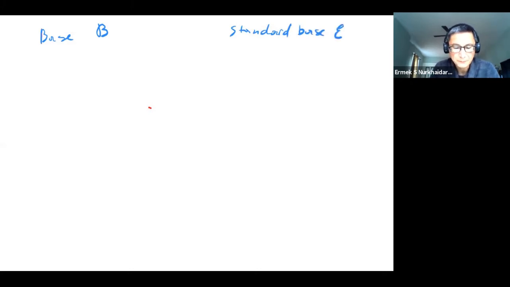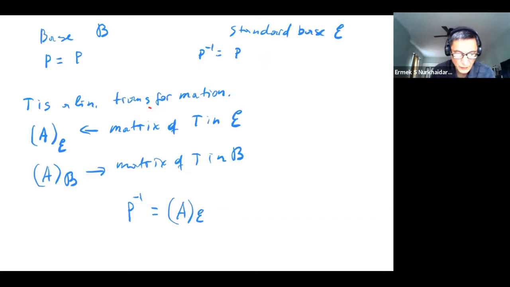The general setup is the following. If we have base B, and we have our standard base E, and we have matrix P, so P is from B to E, and P inverse is from E to B.